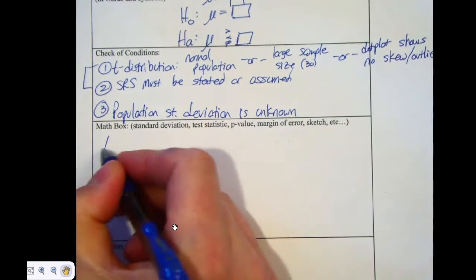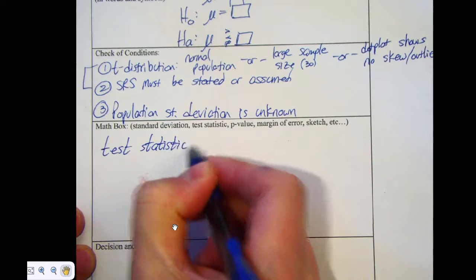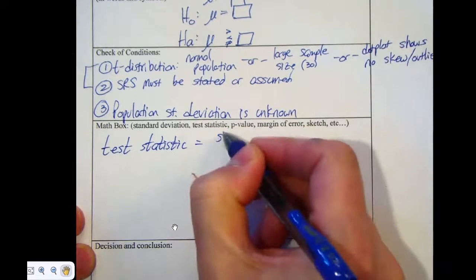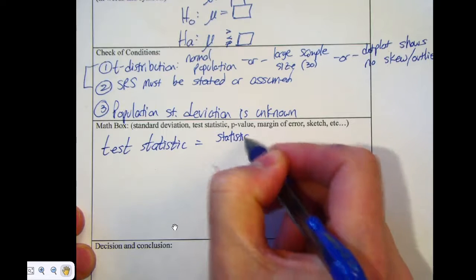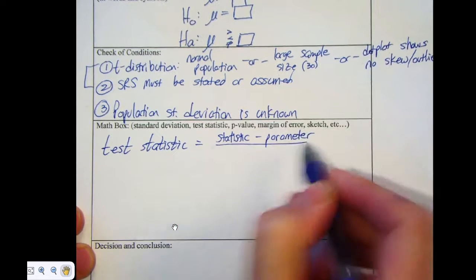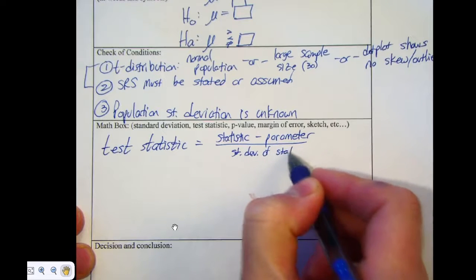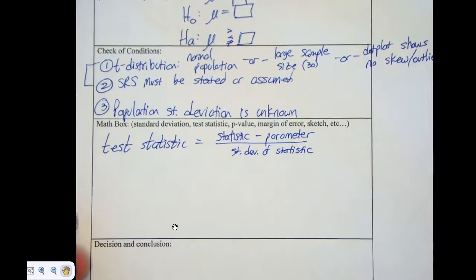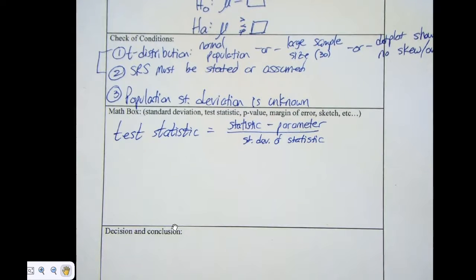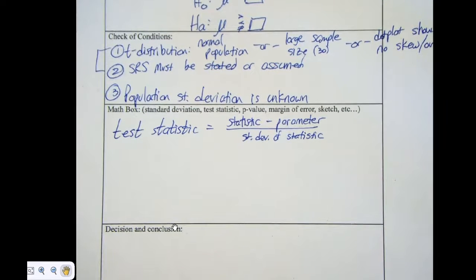All right, and then in the math box, you're always going to write down the general pattern, the general formula I put at the top of the last one. So test statistic equals statistic minus parameter divided by standard deviation of statistic. That'll go in that box for every single one of these that we do.